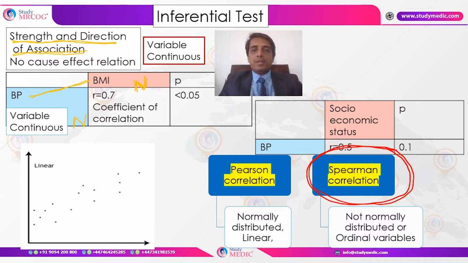Now here you can see one of the variables, that is the socio-economic status, is an ordinal variable, right? Whether socio-economic status is poor, middle class or rich. And if you want to find out the strength and direction of the association or relationship between BP and this socioeconomic status, which is an ordinal variable, in that instance, again, we can go ahead and use the Spearman correlation test.